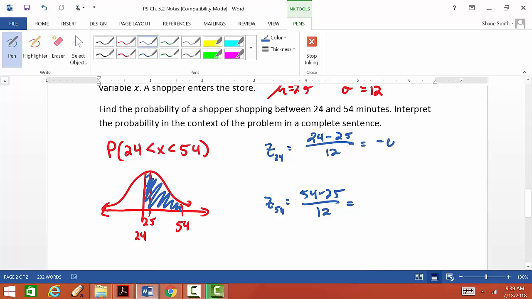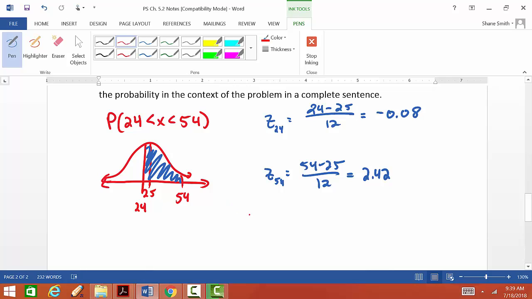And this rounds to negative 0.08. Now, if the decimal is not exactly on that 5, then just round to the closest 2 decimal places, because the table only gives you accurate to 2 decimal places. That's the best you can do. And this rounds to 2.42. So if I convert to a z-score, then we want to find the probability that z is between negative 0.08 and 2.42.